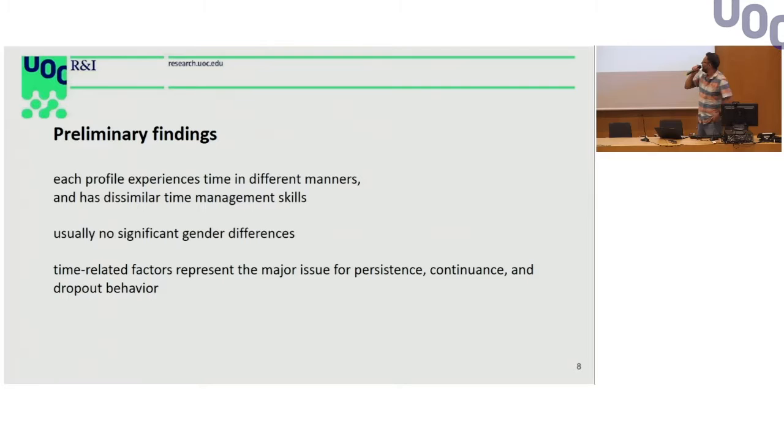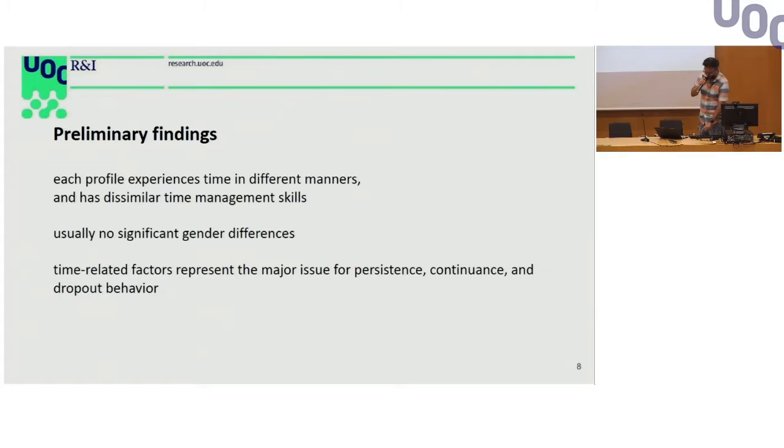Some preliminary findings, in a very summarized way. Well, each profile experiences time in different manners and has dissimilar time management skills. That is, especially persisters usually have very good time management skills and usually don't have time-related conflicts. Stopouts and dropouts, I'm summarizing a lot, it's more complex than that, usually have medium or bad time management skills. In this sample, we didn't find significant gender differences between men and women. And time-related factors represent a major issue for persistence, continuance, and dropout behavior.